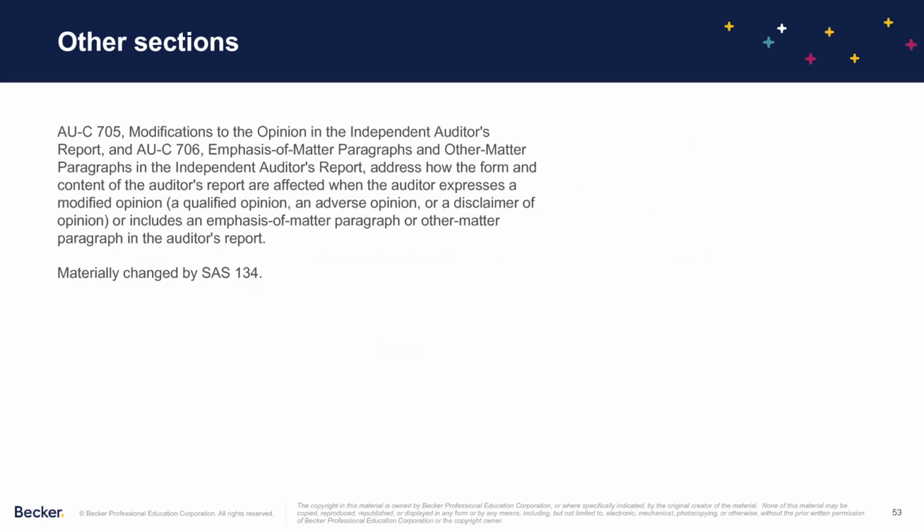AUC Section 705 and 706 address whether you have to modify the opinion or need an EOM or OM paragraph. Again, those were changed by SAS 134, but they do apply to ERISA audits. The only thing in SAS 134 that does not apply to ERISA audits is AUC Section 700. So 701, 705, and 706 are all fair game in an ERISA audit.